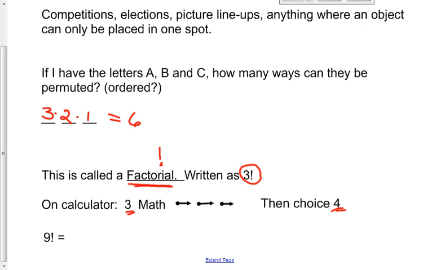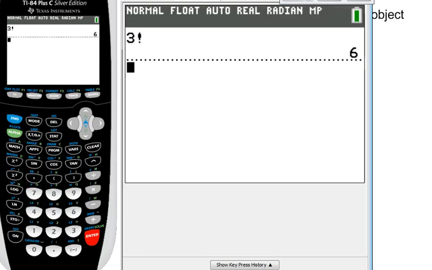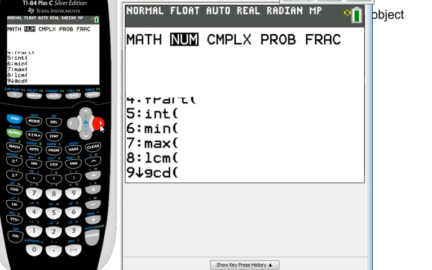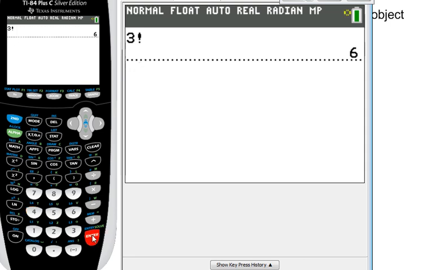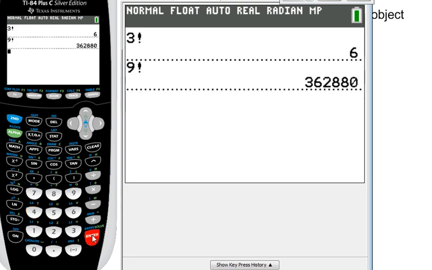All right, so try practicing with your calculator. Punch in 9 factorial. 9 factorial, 9, 8, 7, 6, 5, 4, 3, 2, 1. Hopefully you all got 362,880 as your factorial answer.